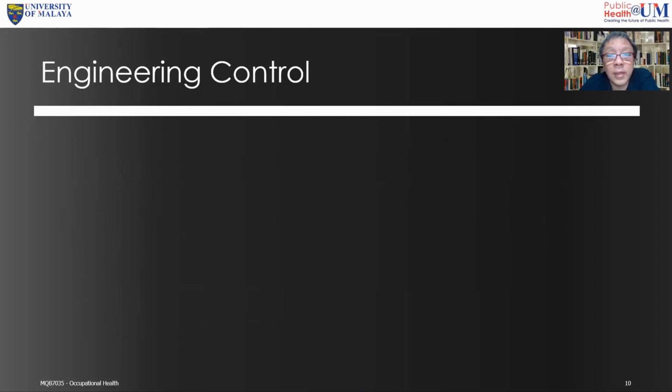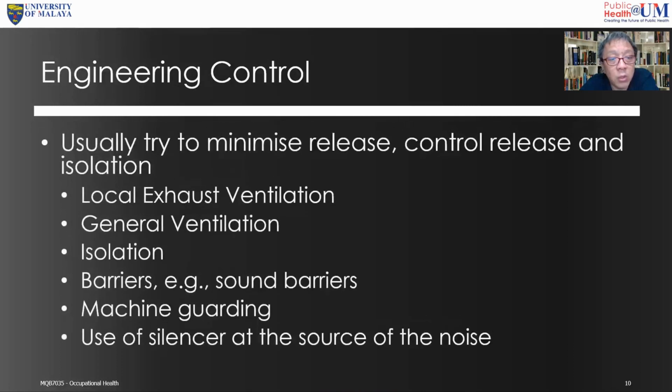So those are the things you first need to do at the top of the hierarchy of control. But if you cannot achieve that, then you need to do what we call engineering control. Engineering control is basically on the principle of either you minimize the exposure, minimize the release, control the release, or isolate the process so that workers are not exposed to the process.